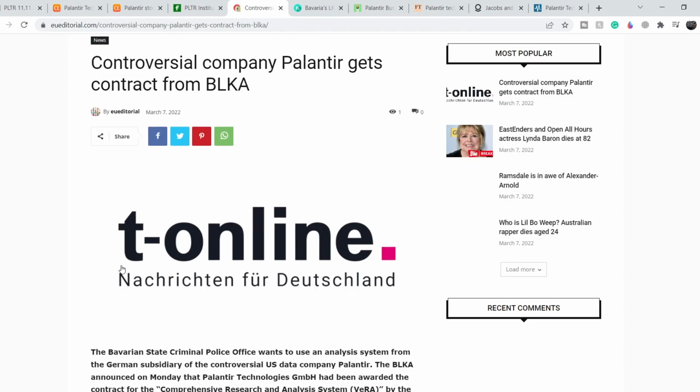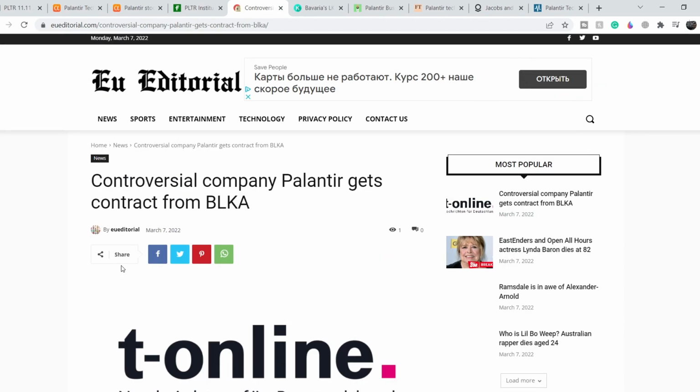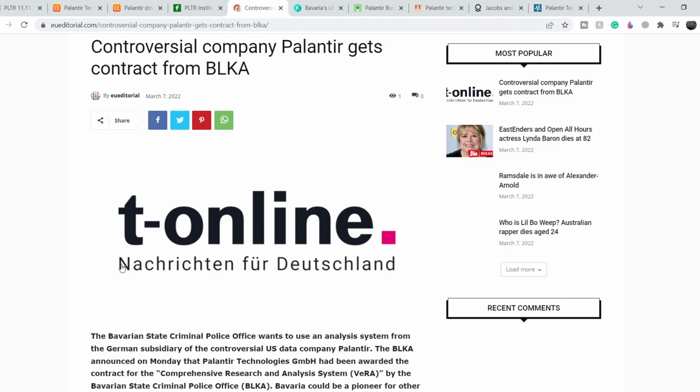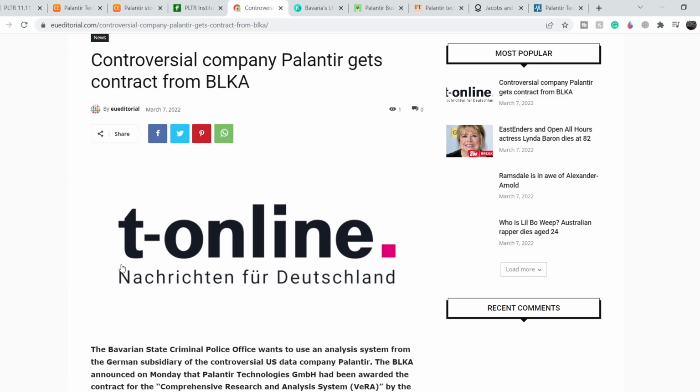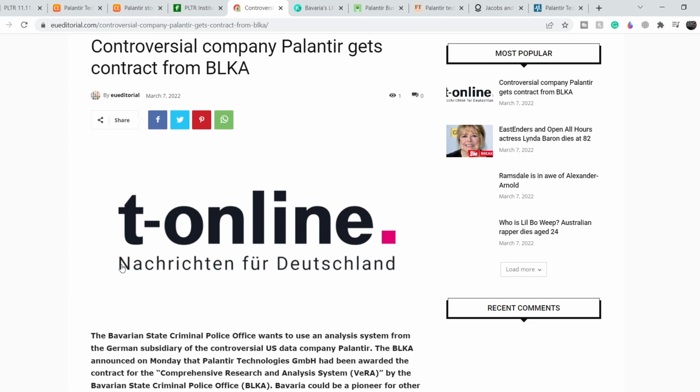On March the 7th we have this article on eueditorial.com, and it says, controversial company Palantir gets a contract from BLKA.